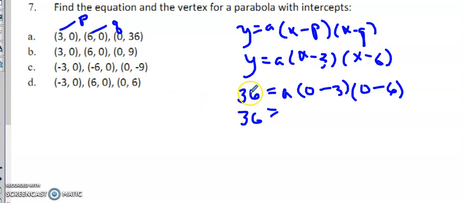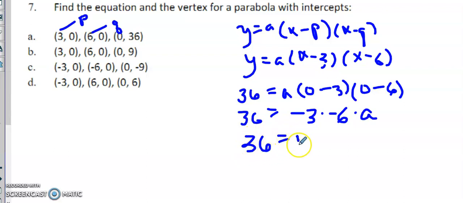So again, we're replacing y with the last point here. We're replacing y with 36, replacing the x's with 0. So the problem becomes 36 is equal to, this is negative 3, and this is negative 6, and then times the a. So we get 36 is equal to 18a.